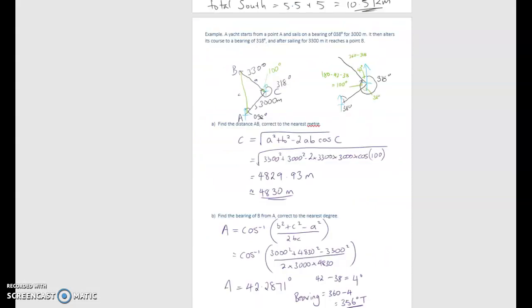Okay, so hopefully that helps you with working out that last question. It is crucial that you practice your drawing skills with bearings, because after that you're just going back to your ratios and cosine and sine rules, which you should be comfortable with by now.